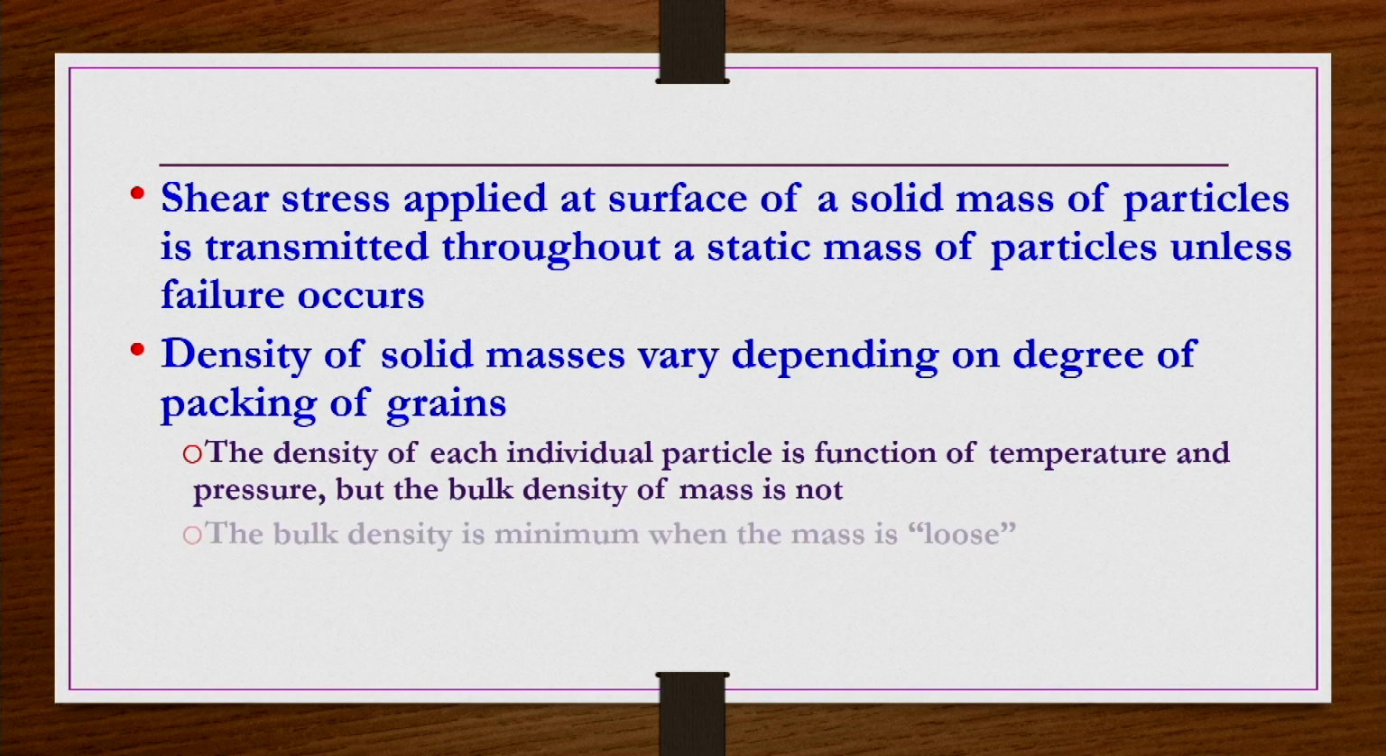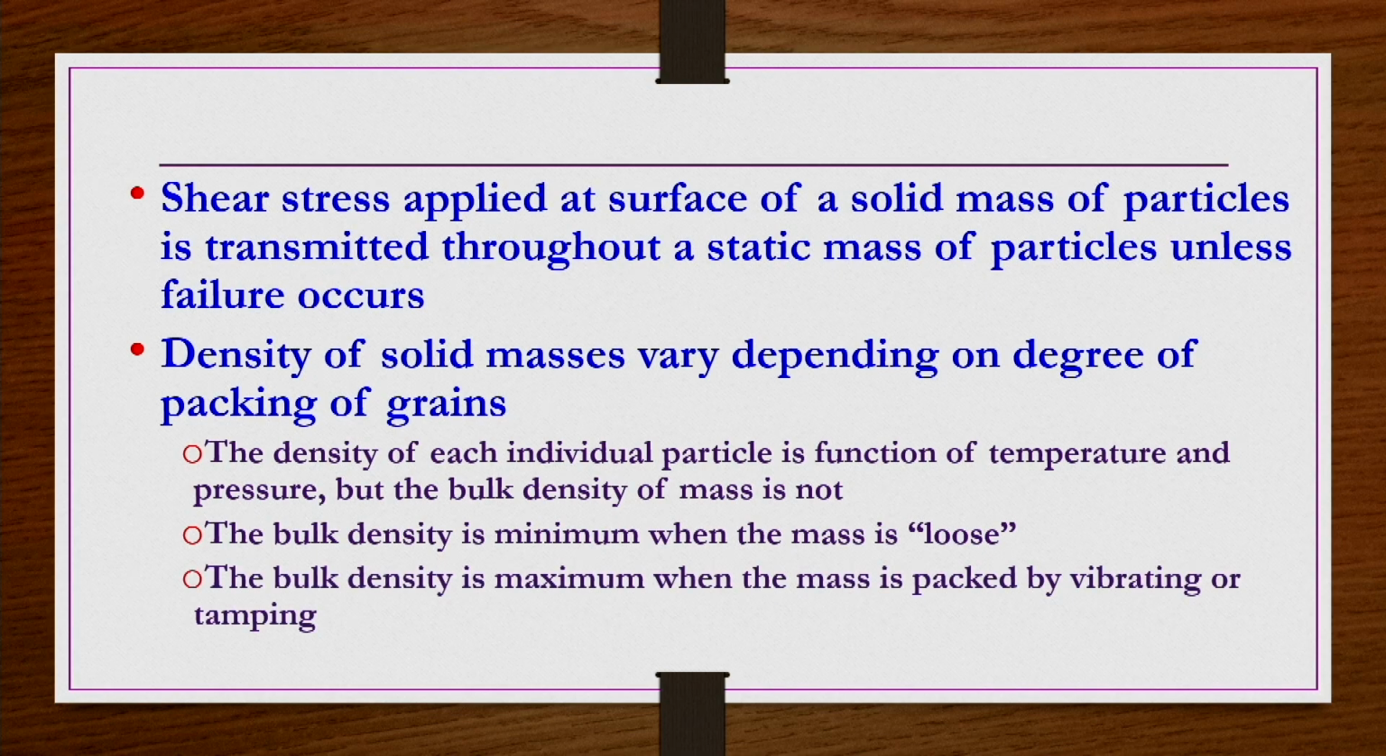However, the bulk density of the solid masses is minimum when the mass is loosely packed, and the bulk density of the solid masses is maximum when the material or the particles are packed by vibrating or tamping, so that they are very closely packed. So, if you are packing tightly, the bulk density of the solid masses would be high.